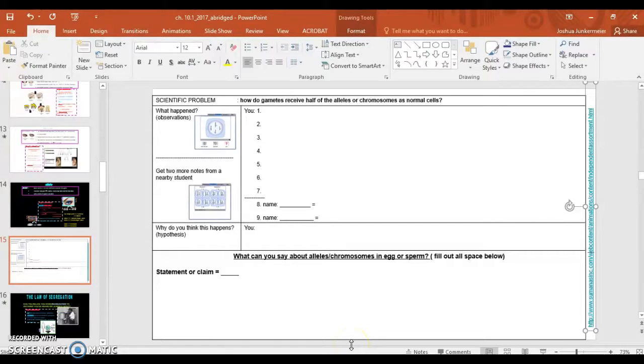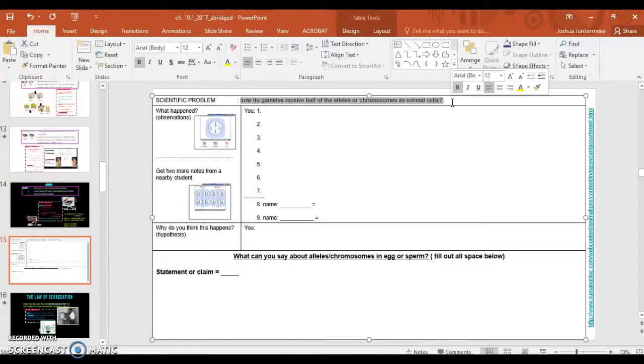And we'll go there and we'll kind of look at it. But before we do, when we set these up, before we even look at the simulation, all we really have to do is read the problem. And the scientific problem is, how do gametes, which we learned were sex cells like sperm and egg, how do sperm or egg or gametes receive half of their alleles or chromosomes?